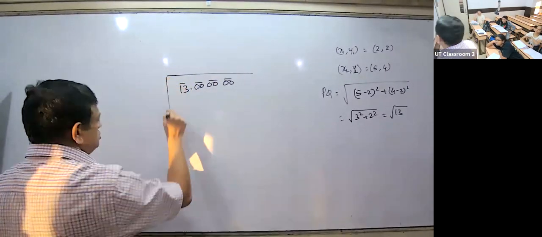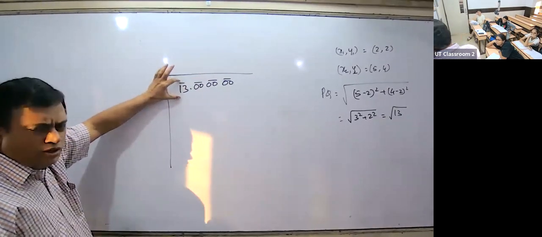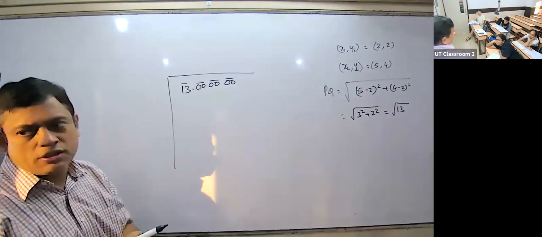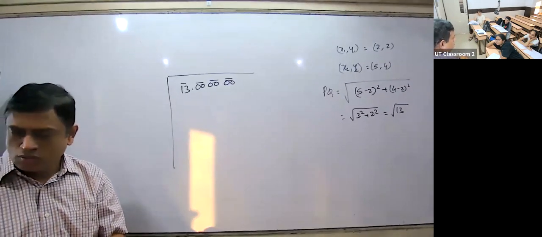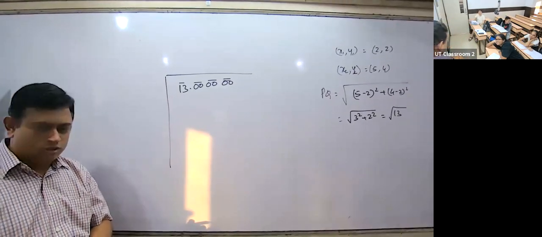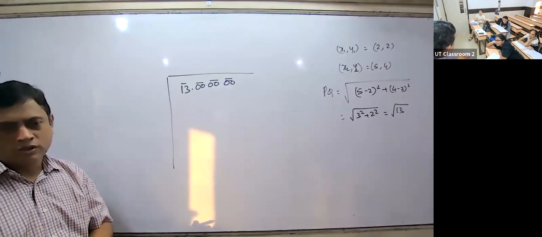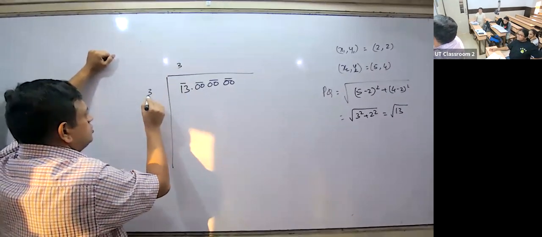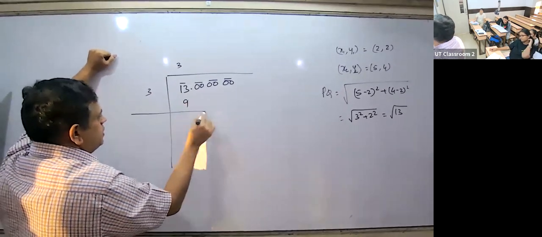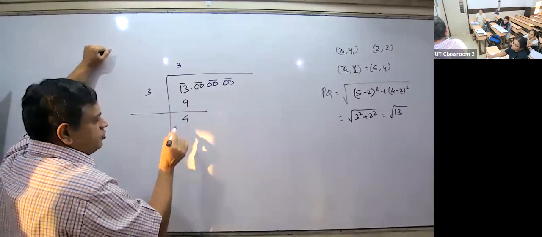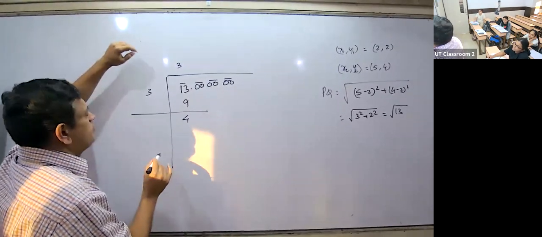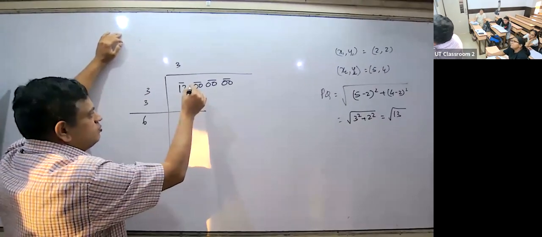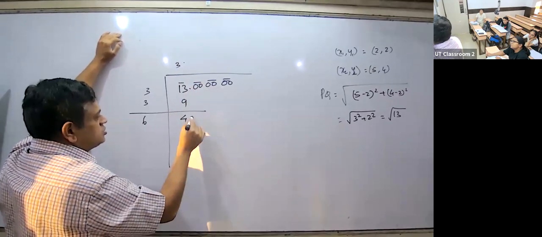How to do this one? Which is the highest perfect square in 13? One square is 1, 2 square is 4, 3 square is 9, 4 square is 16. Is 16 there? No. So 3 square. So we write 3 over here and over here. Subtract: 13 minus 9, 4. This much is clear? Then bring this 3 over here and add: 3 plus 3 is 6. One place should be here. Then the decimal always goes up. Bring the next 2. Okay?